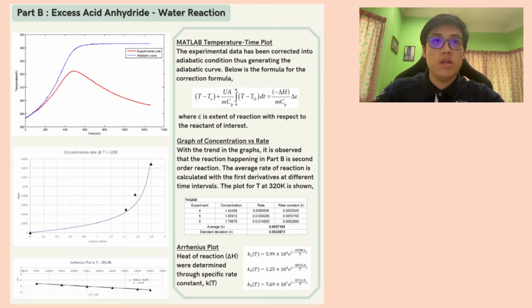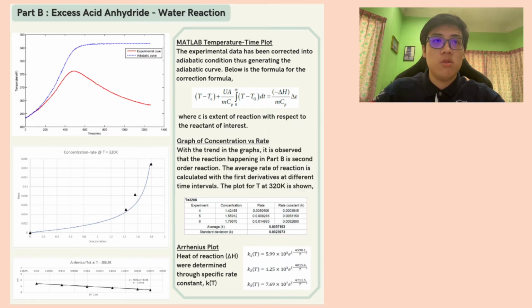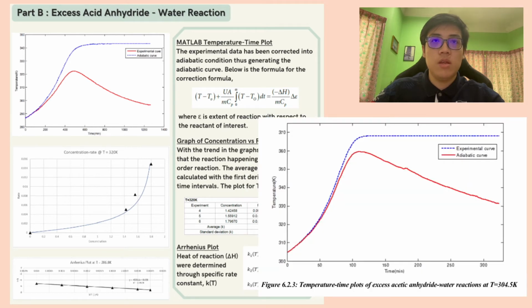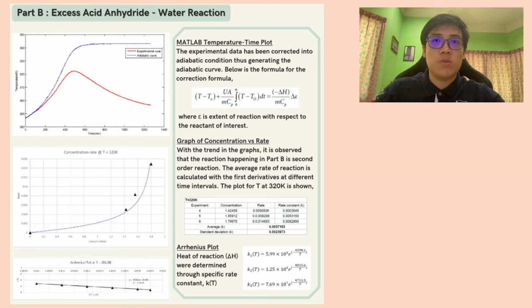Firstly, a nonlinear regression analysis was performed adiabatically with the initial temperatures of 286.8 K, 293.6 K, and 304.5 K respectively, to obtain the heat transfer coefficient, where all three graphs show a similar trend. With that, the experimental curves were determined, and the regressed line data have been corrected using the equation as shown, where the temperature-time plot was generated through MATLAB simulation software.